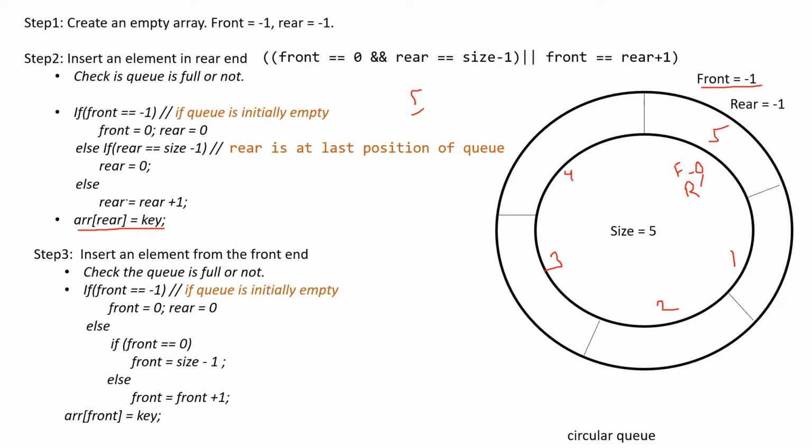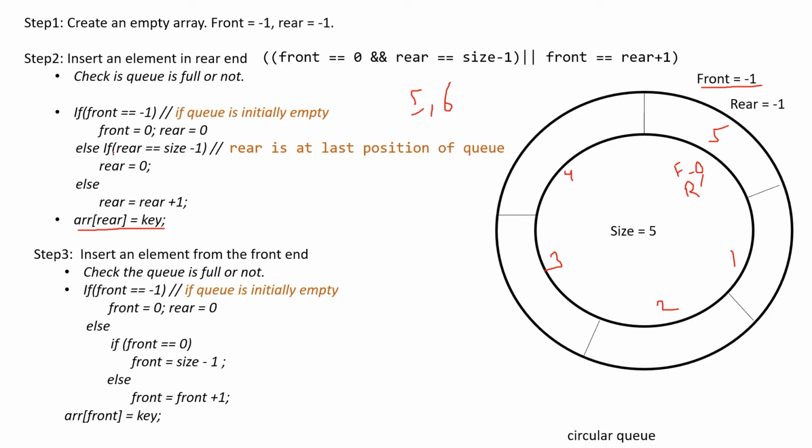Now suppose I want to insert an element 6 here. So what will happen? It will check whether the queue is full or not. No, the queue is not full. Is the front equal to -1? No, because the last time we moved front and rear from -1 to index 0. So both are pointing to 0.